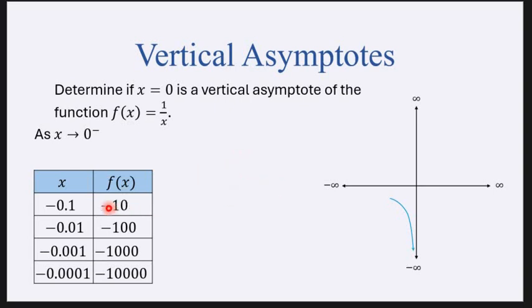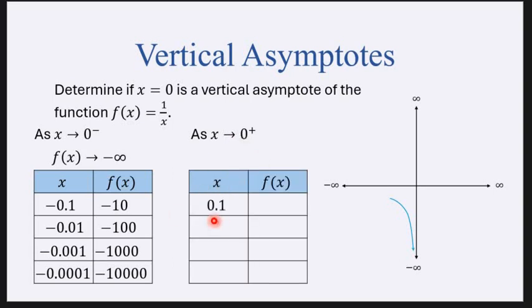So it turns out that as x approaches 0 from the left, f of x is approaching negative infinity. It just keeps getting smaller and smaller and smaller. Let's see what happens as x approaches 0 from the right.